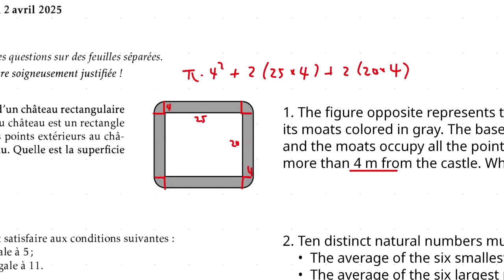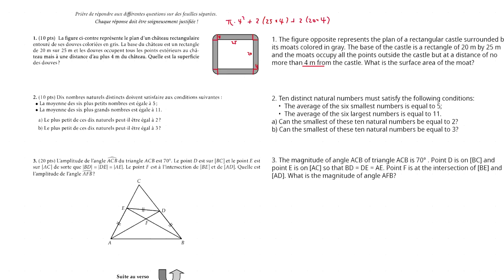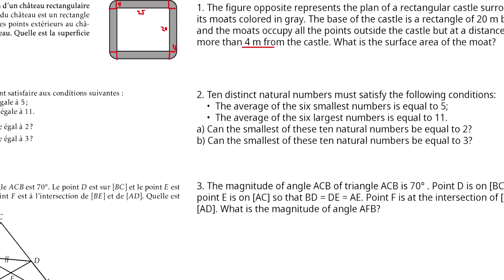Yeah. Second question, about some numbers or arithmetics, right? So it states that there are 10 different natural numbers. There are 2 conditions. The first condition is that the average of the 6 smallest numbers equals 5. The second condition says the average of the 6 largest numbers equals 11.